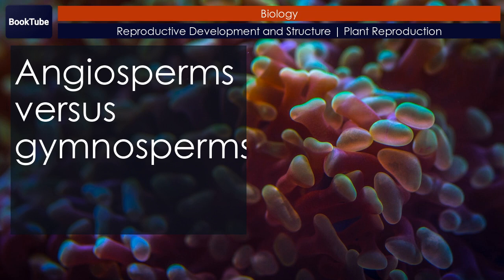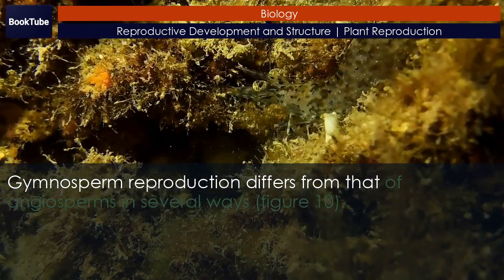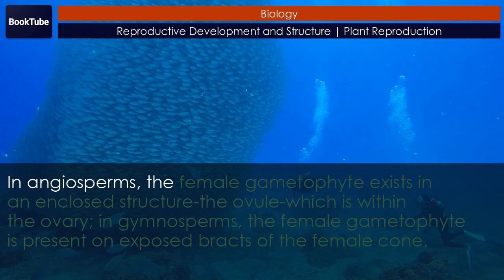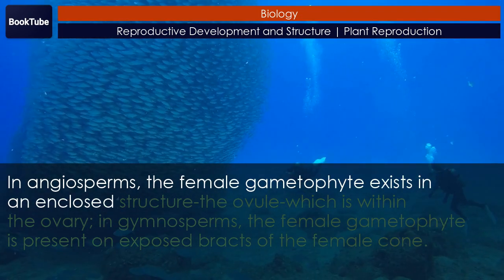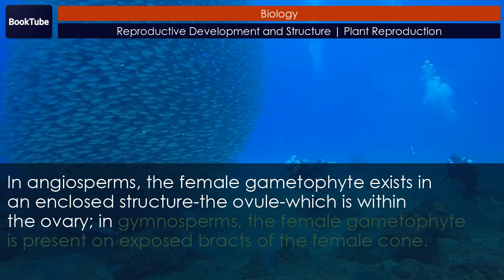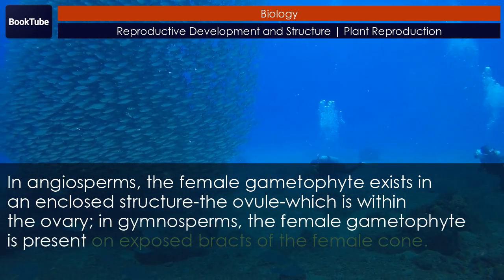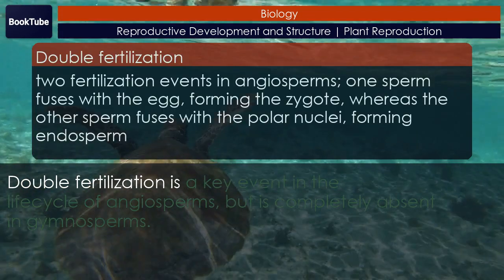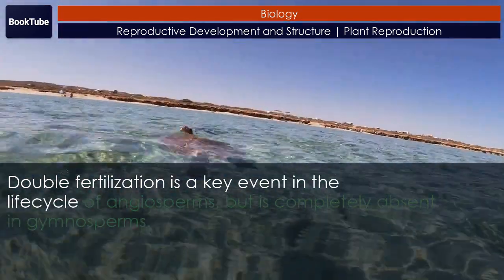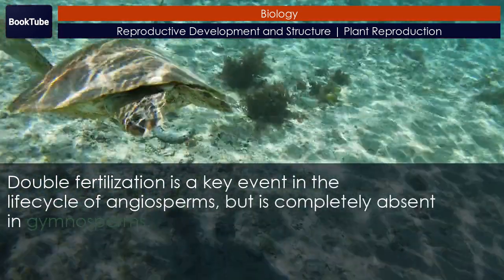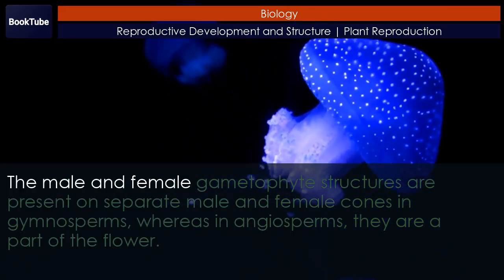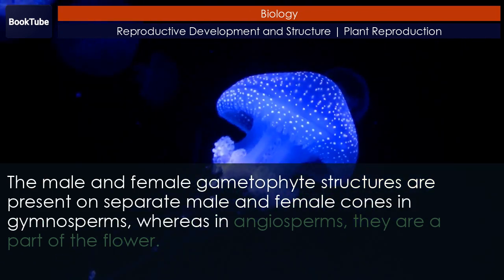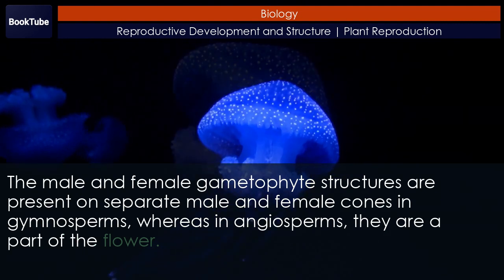Angiosperms versus gymnosperms. Gymnosperm reproduction differs from that of angiosperms in several ways. Figure 10. In angiosperms, the female gametophyte exists in an enclosed structure, the ovule, which is within the ovary. In gymnosperms, the female gametophyte is present on exposed bracts of the female cone. Double fertilization is a key event in the life cycle of angiosperms, but is completely absent in gymnosperms. The male and female gametophyte structures are present on separate male and female cones in gymnosperms, whereas in angiosperms, they are a part of the flower.